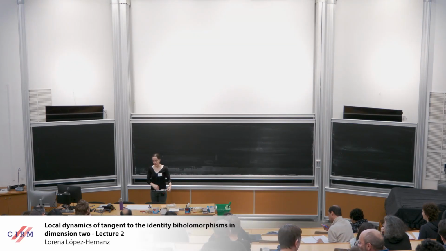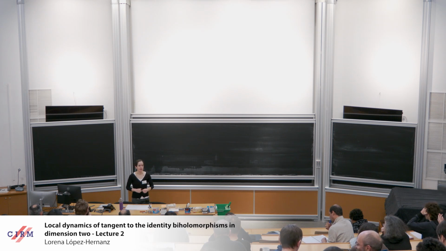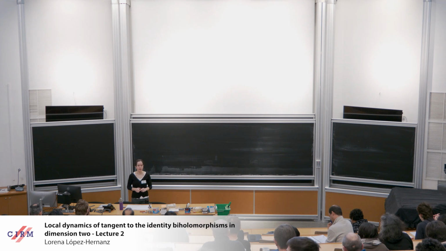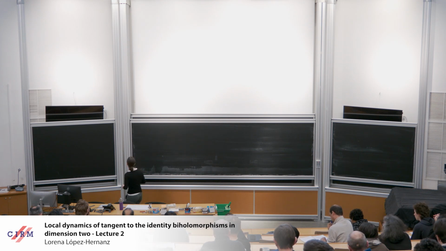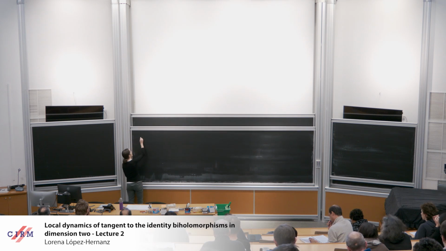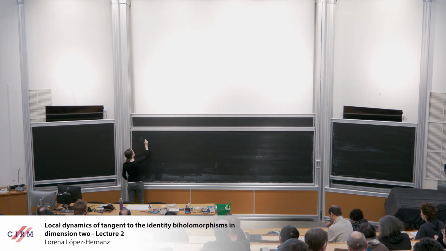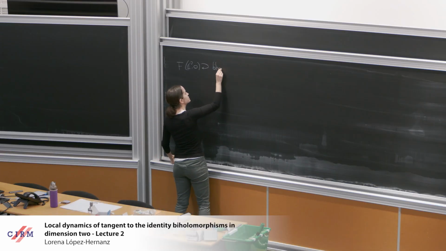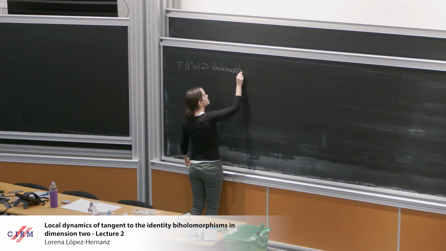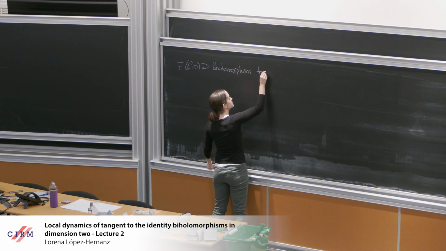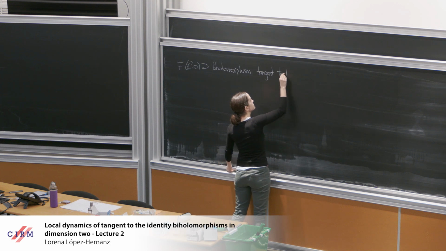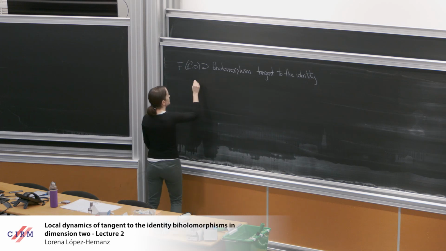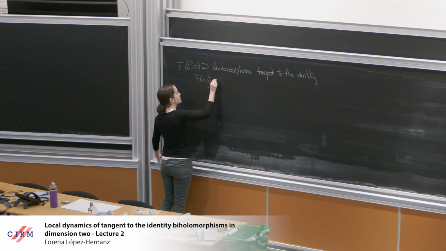So I'll start today with, as I said yesterday, we will change the context we are working with. And today, and in the next lecture, we will be working with germs of biholomorphisms in C². So we have f from (C², 0) to (C², 0), which is a biholomorphism and tangent to the identity. Okay, so this means that it begins with the identity plus higher order terms.